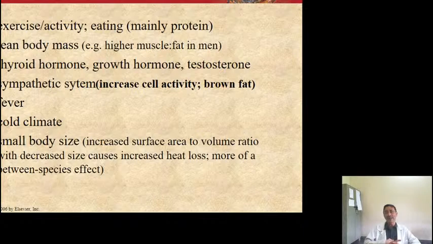Then in cold climate, this is especially seen in extreme cold conditions, where to protect the body against the cold environment, the body tries to produce more amount of heat. So for increased heat generation, there will be an increase in the BMR activity.